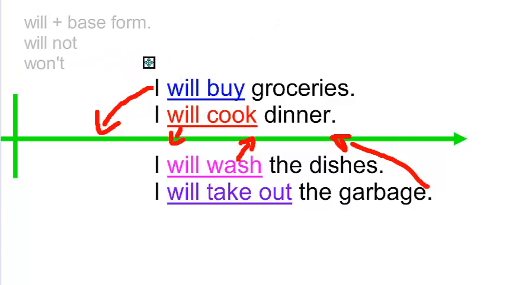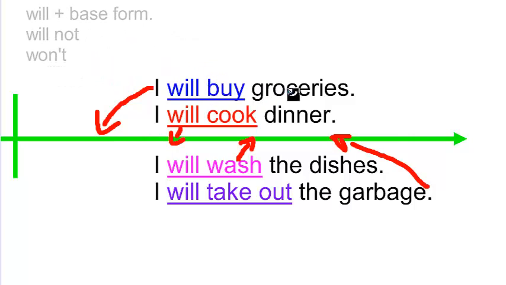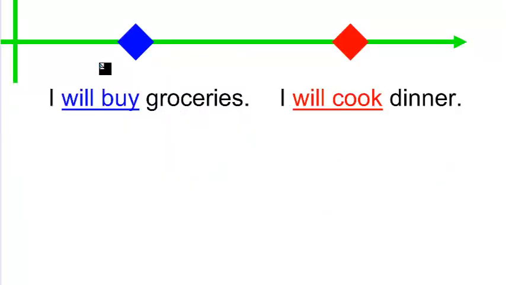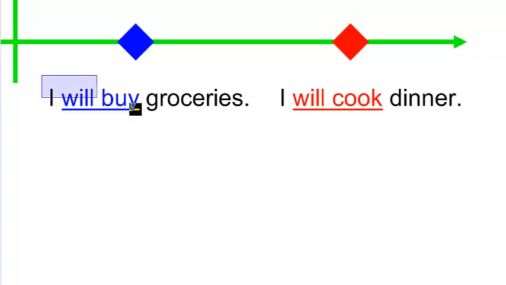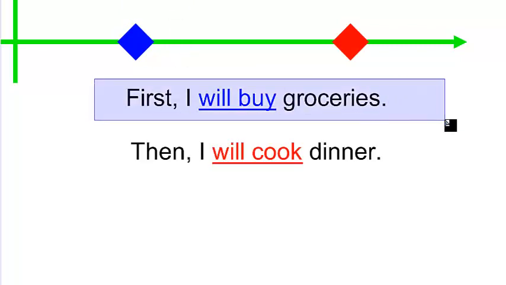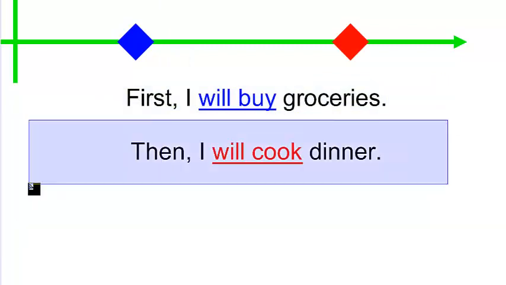Now, as you see here, I have a lot of events here. I have, for example, I will buy groceries, I will cook dinner, etc., etc. So I can organize these events in the future. For example, look at here, my timeline of events is happening here, and I am organizing the events in two ways. I am saying, well, first, I will buy groceries. Then, I will cook dinner, because that's the chronological order of these two events. First, I will buy groceries. Then, I will cook dinner.